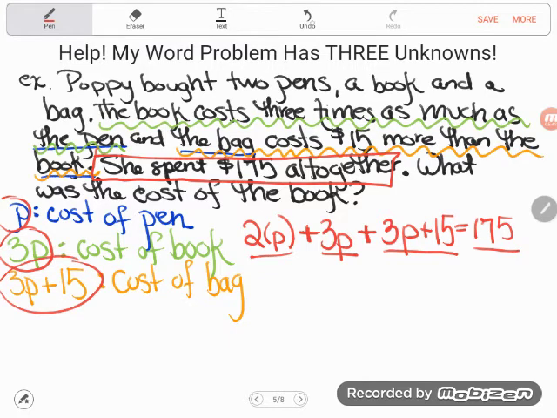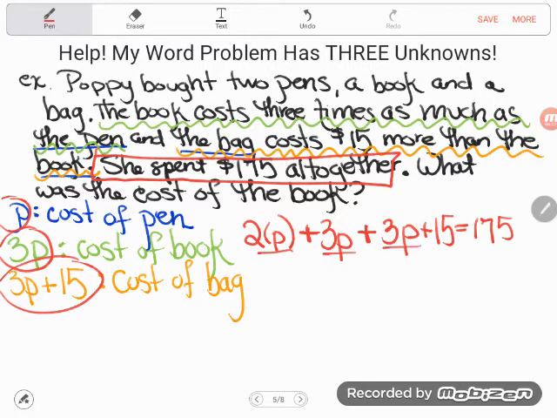And now that we have an equation, we can solve it in order to figure out, in this case, what P is. So let's go ahead and do that. Remember, when solving an equation, you should simplify if at all possible before you start solving. And I do see some math I know how to do. I know how to add like terms.